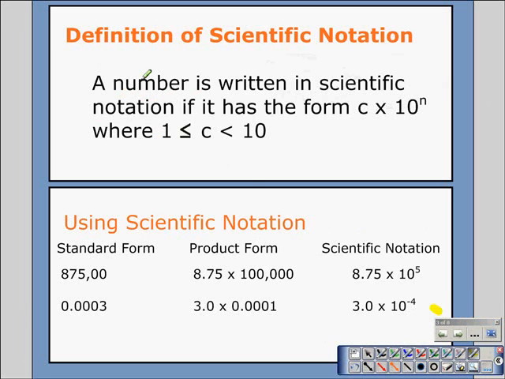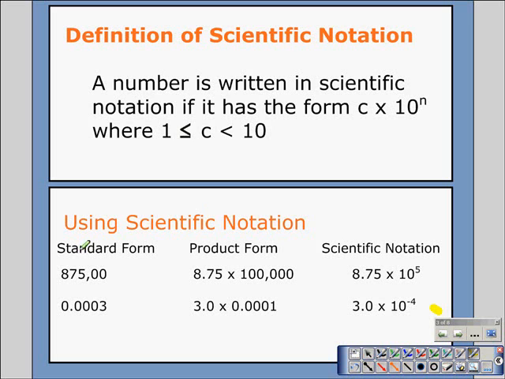Here's a definition of scientific notation. A number is written in scientific notation if it has the form c times 10 to the nth, where c is a number greater than or equal to 1 and less than 10. So it has to be greater than or equal to 1 and less than 10. Down here are some examples of using scientific notation.